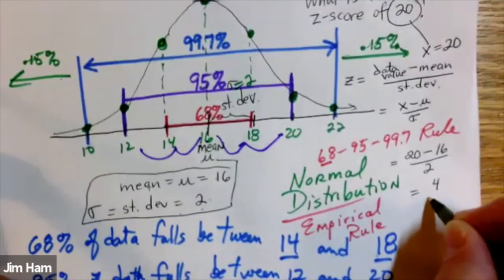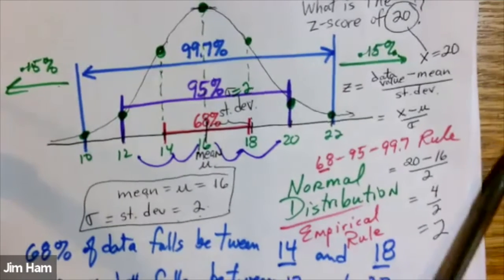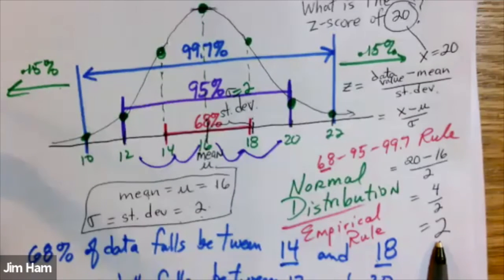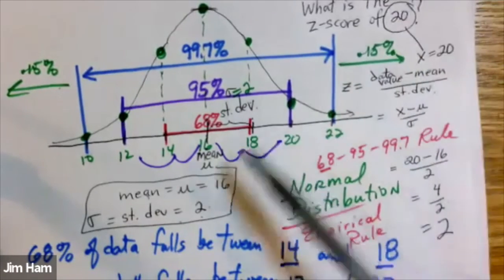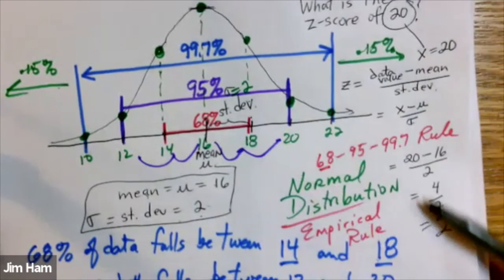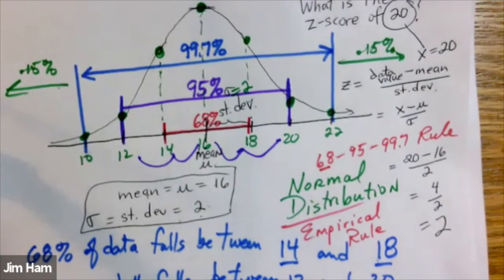So you get 4 on top, 2 on the bottom, and that gives you a 2. Here's the middle. 18 is 1 standard deviation above the mean, and 20 is 2 standard deviations above the mean. So when we write down the data value 20, we can see on this graph that it's 2 standard deviations above the mean. The z-score will calculate that number for us, even if we're dealing with messy numbers.